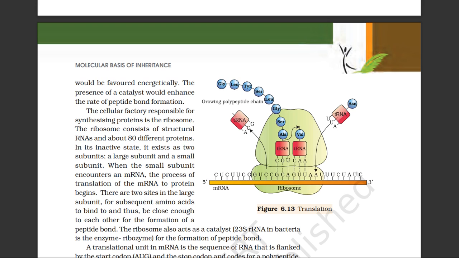There are two sites in the large subunit for subsequent amino acids to bind to and thus be close enough to each other for the formation of a peptide bond. The ribosome also acts as a catalyst. 23S rRNA in bacteria is the ribozyme for the formation of the peptide bond.